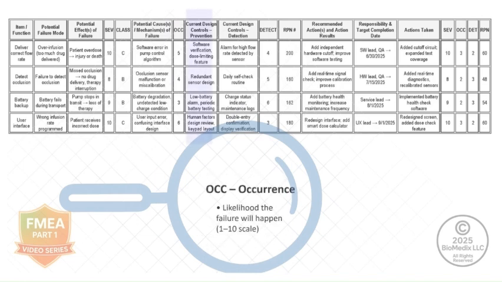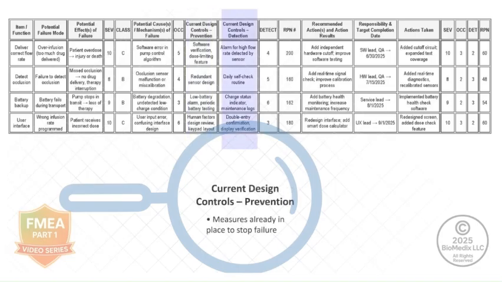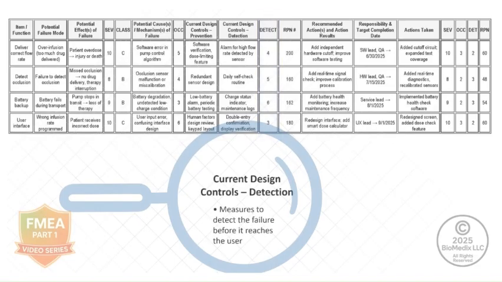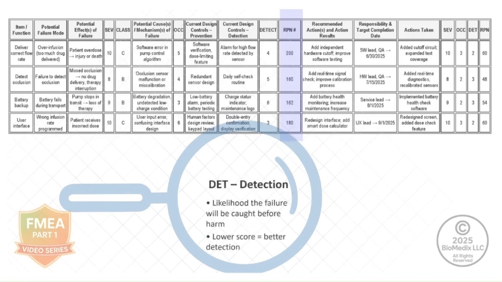We then look at current design controls, prevention, the measures already in place to stop the failure from happening, and current design controls detection, the measures that help us detect the failure before it reaches the user. DET, or detection, scores how likely it is that we'll catch the failure before it causes harm, with lower scores meaning better detection. RPN number, or risk priority number, is calculated by multiplying severity, occurrence, and detection. This helps us prioritize which risks need the most attention.